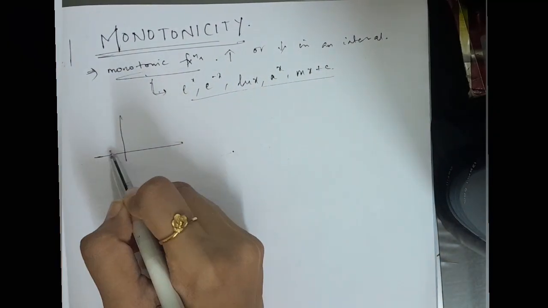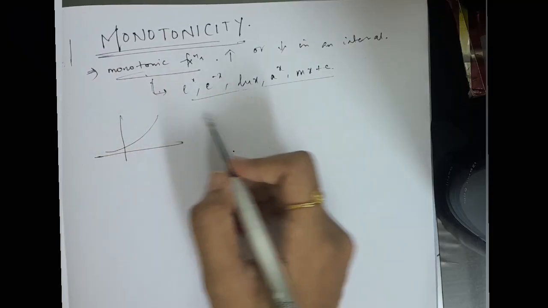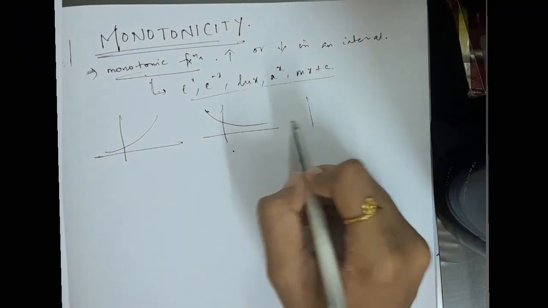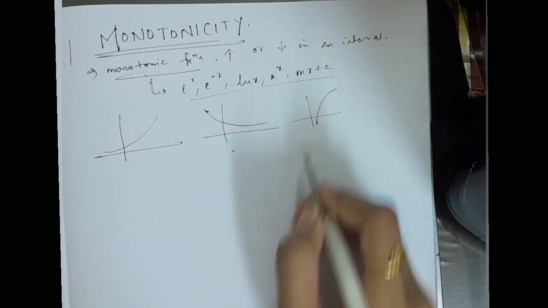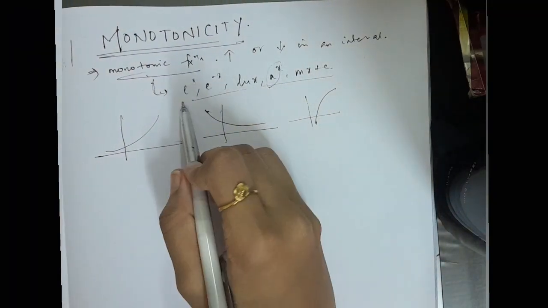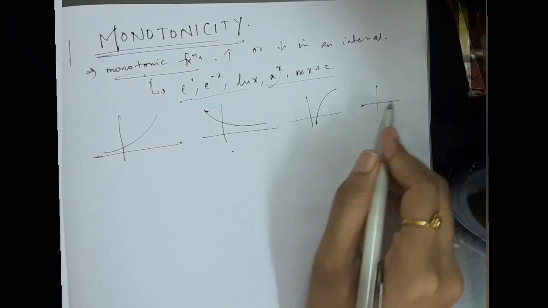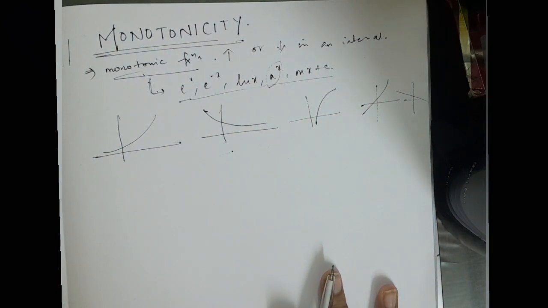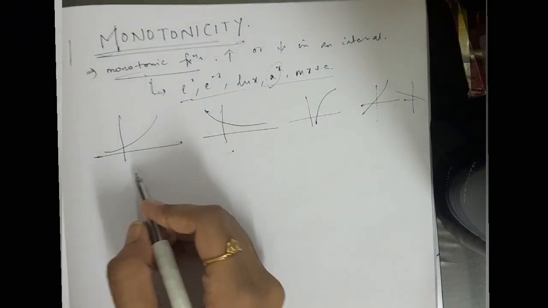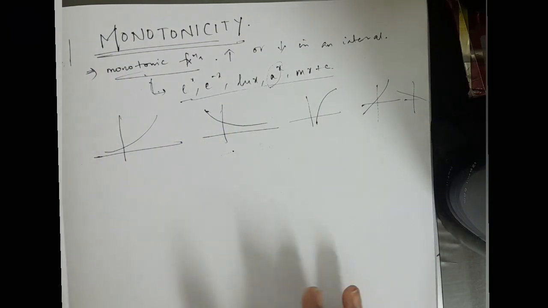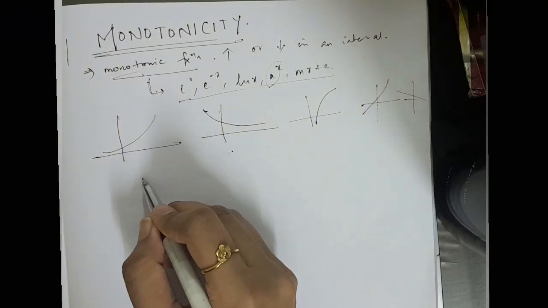So e power x looks something like that, so it's only strictly increasing, e to the minus x is strictly decreasing, and ln x is once again strictly increasing, and a to the x is similar to e to the x, and obviously straight lines are either increasing or decreasing. That's a monotonic function. So what's a non-monotonic function in the interval of the entirety of real numbers? That would be something like a cubic function.